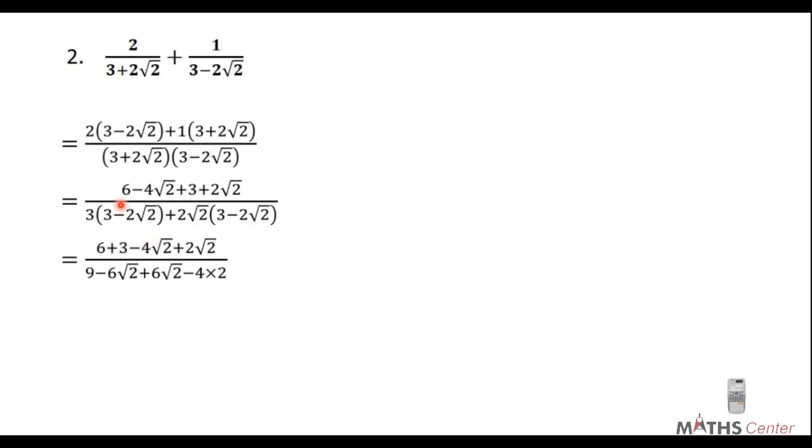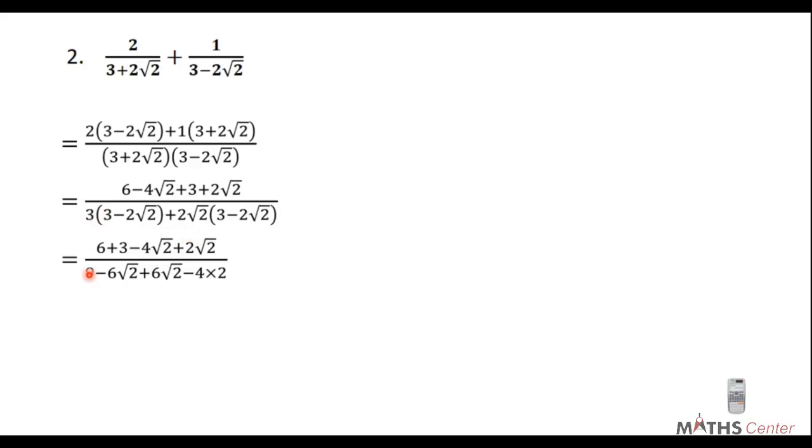So we proceed. We know that when we come here, we are going to have 6 plus 3. So we are grouping the numbers and the surds. So 6 plus 3 will come to one side. Then 2 root 2 minus 4 root 2 plus 2 root 2 will go to the other side. Then when you come here, we do the expansion.